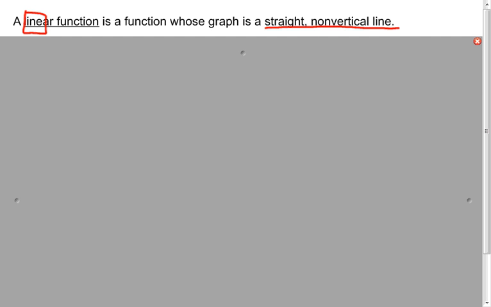So if they give you a graph and they say, is this a linear function? If it's a straight line that's not straight up and down, it would be linear. If it curves at all, not linear.